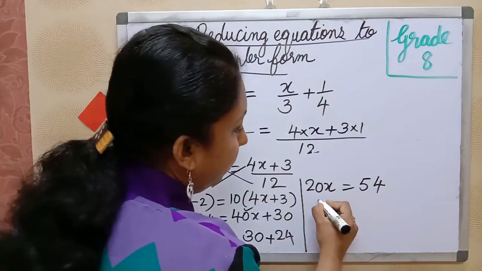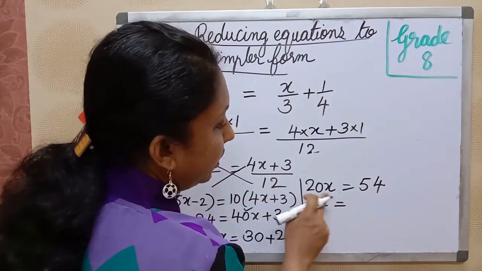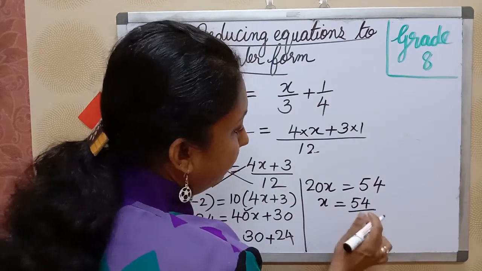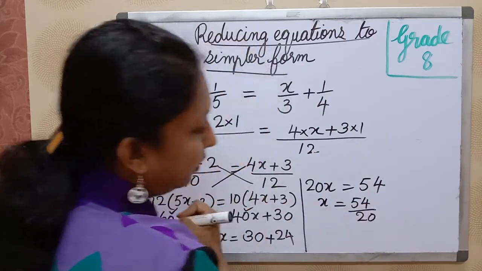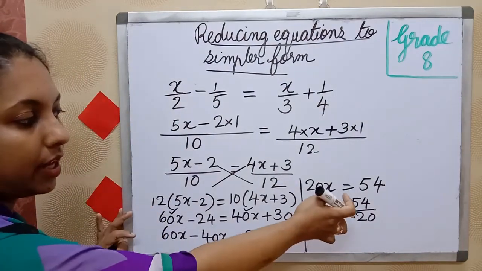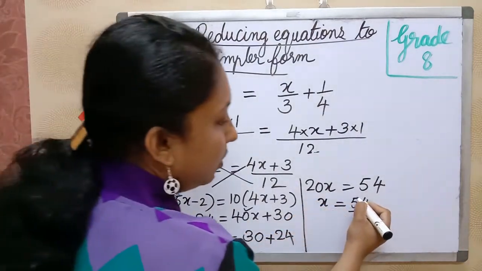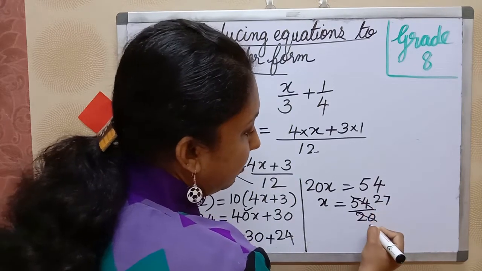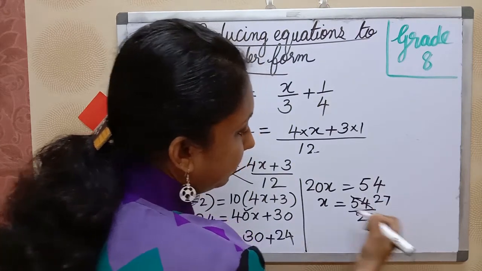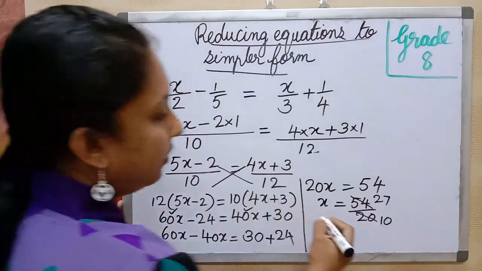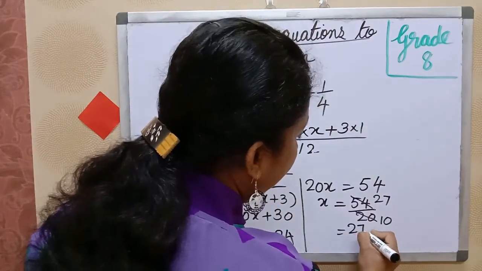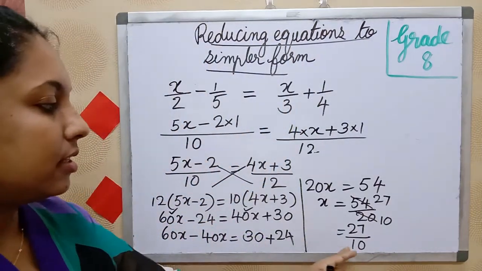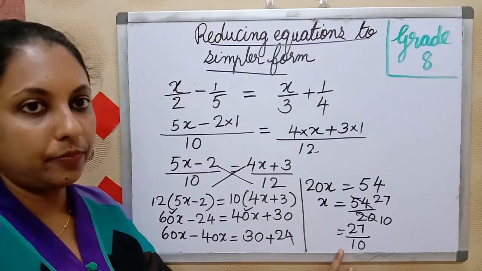Then again, x only we want. x is equal to, here 20 is multiplying. So while transposing to RHS we should divide 54 by 20. Again we can simplify. 54 by 2 is 27 and 20 by 2 is 10. So 27 by 10 is the answer. Okay, x is equal to 27 by 10.